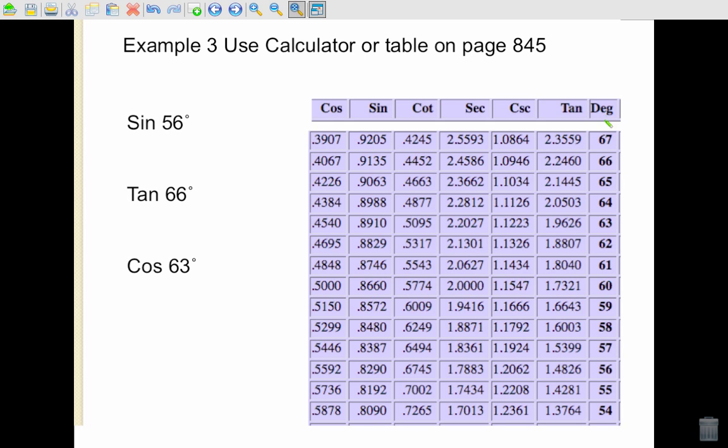So if we're going to use the table, we just want to look at sine 56. So we find on this table the degrees are over here, so I'm going to go down and find 56, and then I want the sine value, so that's this column, and I look where those meet. So the sine of 56 is 0.8290.